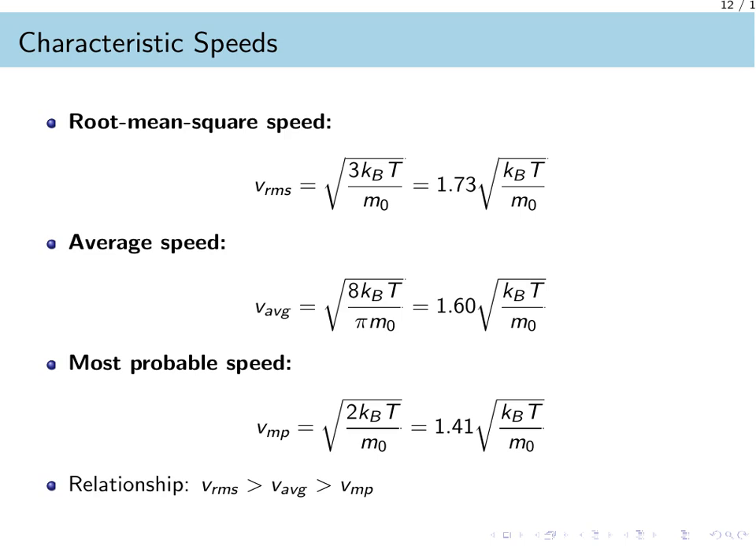The root mean square speed is the square root of 3 times the Boltzmann constant times temperature divided by the molecular mass, which is approximately 1.73 times the square root of the Boltzmann constant and temperature over mass. The average speed is the square root of 8 times the Boltzmann constant times temperature divided by pi times the mass, or about 1.60 times that same square root factor. Finally, the most probable speed is the square root of 2 times the Boltzmann constant times temperature divided by the mass, or 1.41 times the square root factor. This confirms the relationship that the root mean square speed is the highest of the three.